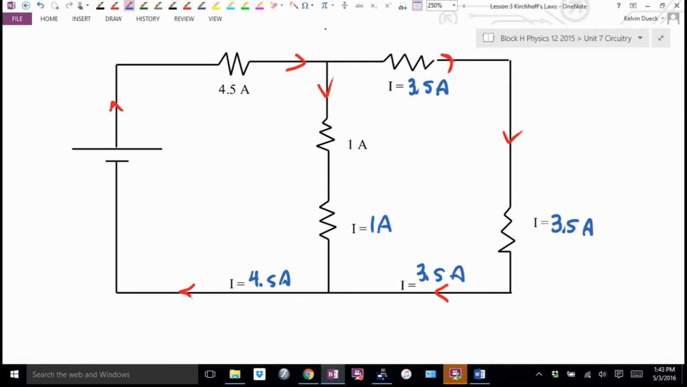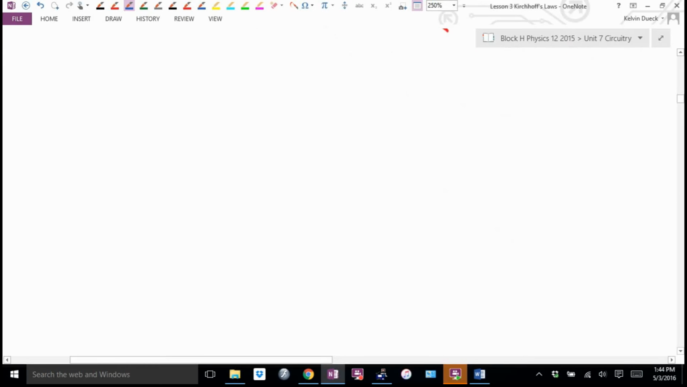I can see why you're able to teach this to grade 9s, Mr. Dewick. Yeah, it's circuitry. That's the current law.